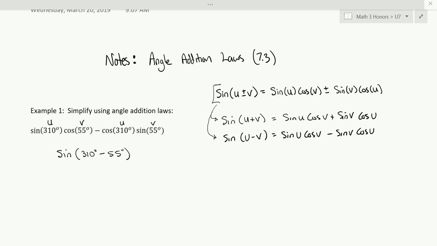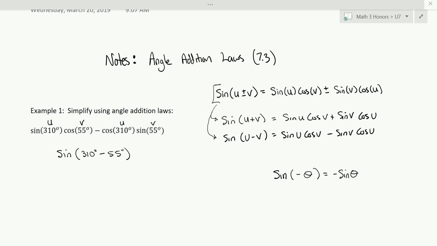Oh, so you're saying, how do you know what's u and how do you know what's v? Okay. Well, let me ask you this. First, what's the sine of negative theta? Negative sine theta, right? Okay. And so it's going to matter by a negative sign. It does matter which way we go, 55 minus 310 or 310 minus 55.